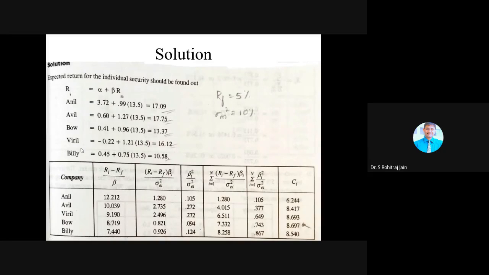So what is the Ri value? Please use your calculator and start solving. The first stock is concerned. What is the Ri value? Can anyone tell me? For the first stock, Anil, it is 17.09. We have calculated it here. Minus, what is the Rf value?